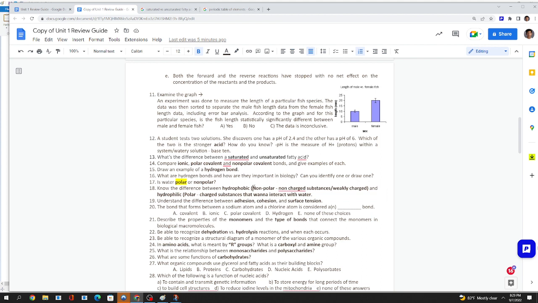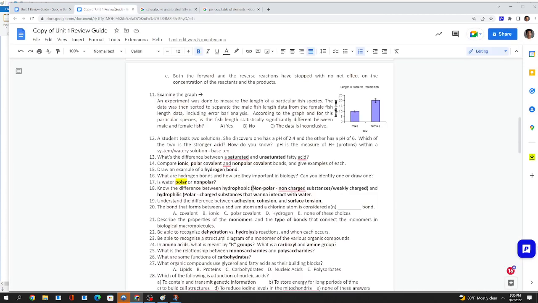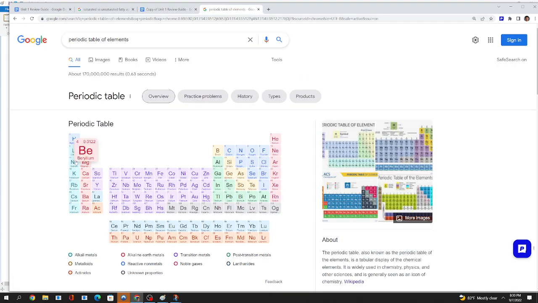The bond that forms between a sodium atom, and this is number 20, and a chlorine atom is considered a blank bond. Well, let's look at sodium and let's look at a chlorine molecule. Sodium is right here, and chlorine is right here. Interesting. Okay, so if sodium gives off one electron to chlorine, it can become very neutral in the sense that sodium will become like neon, chlorine will become like argon.